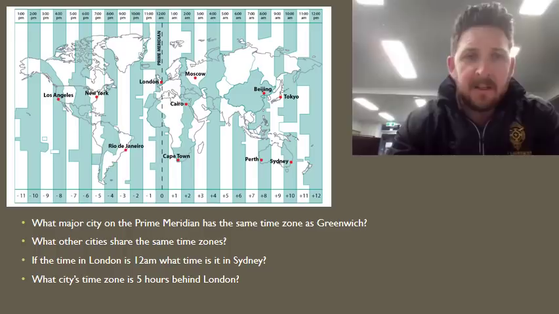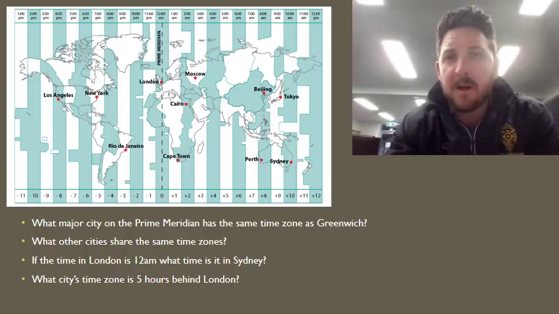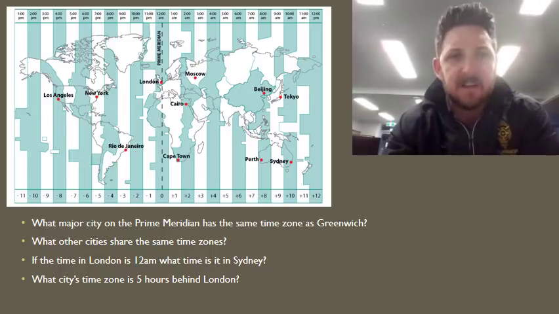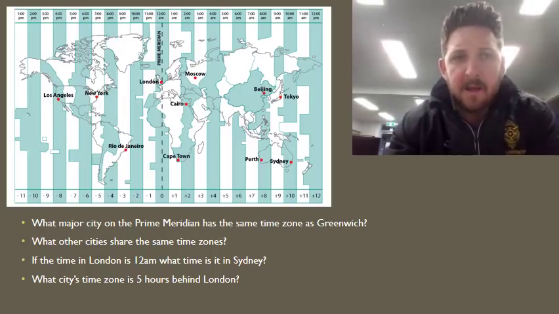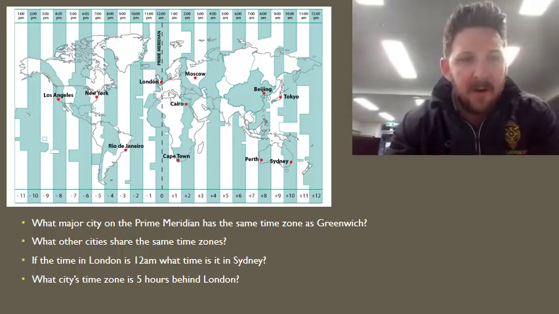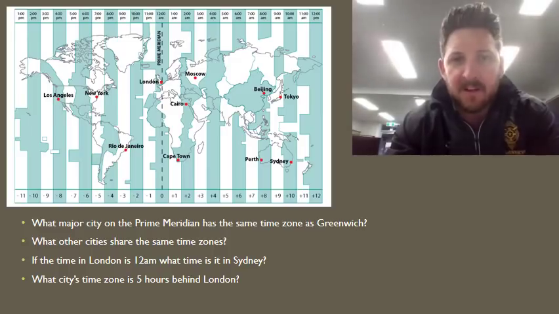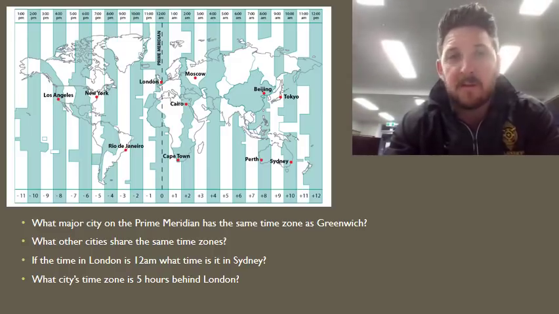Okay, when we're reading international time zones, the first part you need to be aware of is the prime meridian. Now the prime meridian is kind of like the starting point. It's pretty much where we base everything off, and it's actually in a place called Greenwich, which is just outside of London in the United Kingdom. Now if you have a look here, I've got 4 questions that I'm going to try to answer with you so that you can see how I do it, and then I'm going to give you some extra ones to practice.